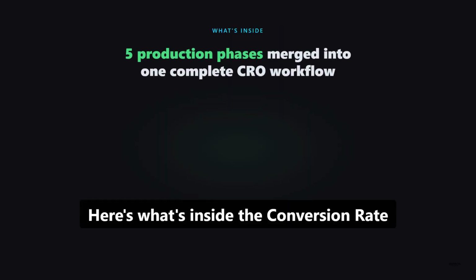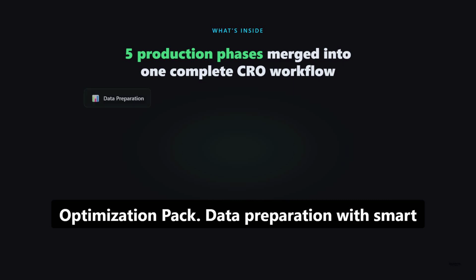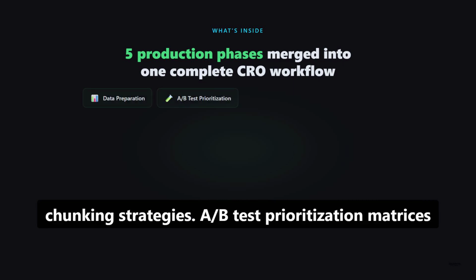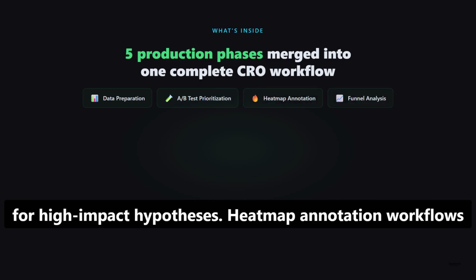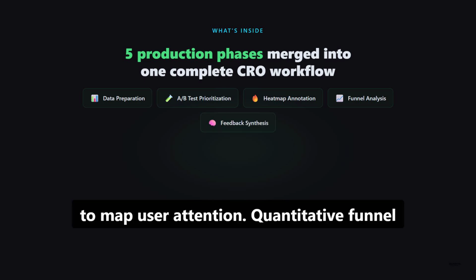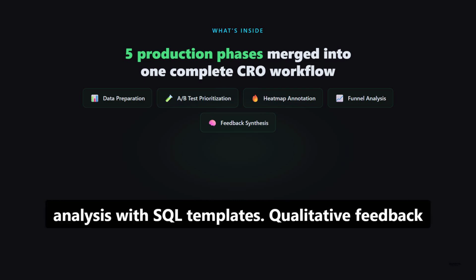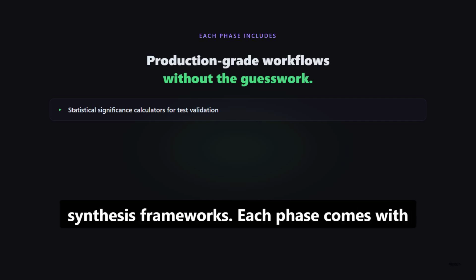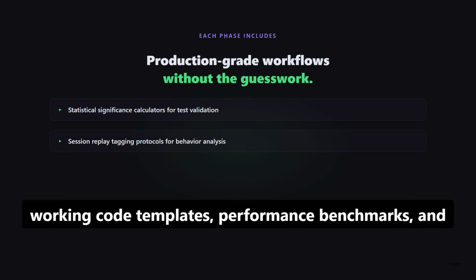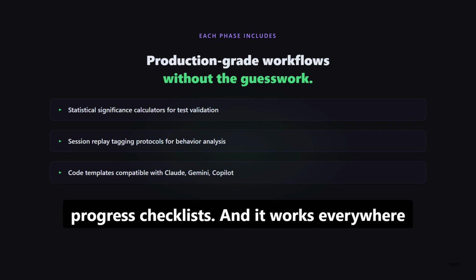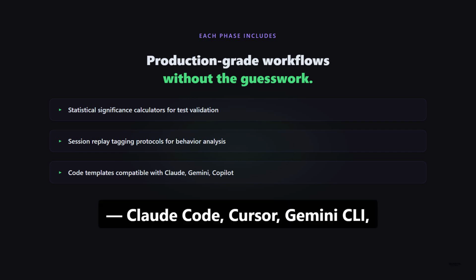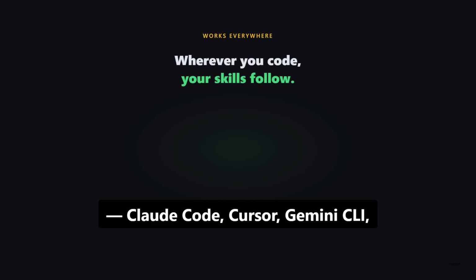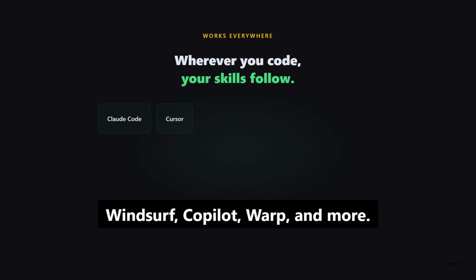Here's what's inside the conversion rate optimization pack: data preparation with smart chunking strategies, A/B test prioritization matrices for high impact hypotheses, heat map annotation workflows to map user attention, quantitative funnel analysis with SQL templates, qualitative feedback synthesis frameworks. Each phase comes with working code templates, performance benchmarks, and progress checklists, and it works everywhere: Claude Code, Cursor, Gemini CLI, Windsurf, Copilot, Warp, and more.